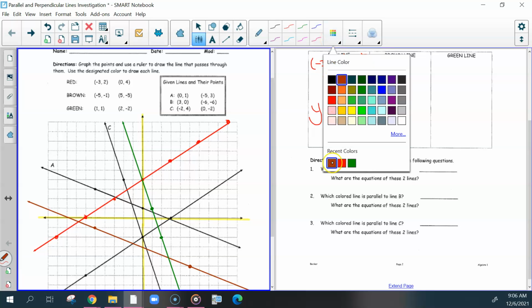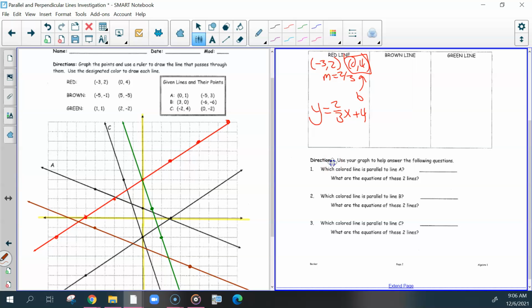So I'm going to write those 2 points down. We're going to look at our slope, and then we'll do the work. I'll make this bigger so we can see the work for the brown line. So the 2 points for the brown line were -5, -1 and 5, -5.